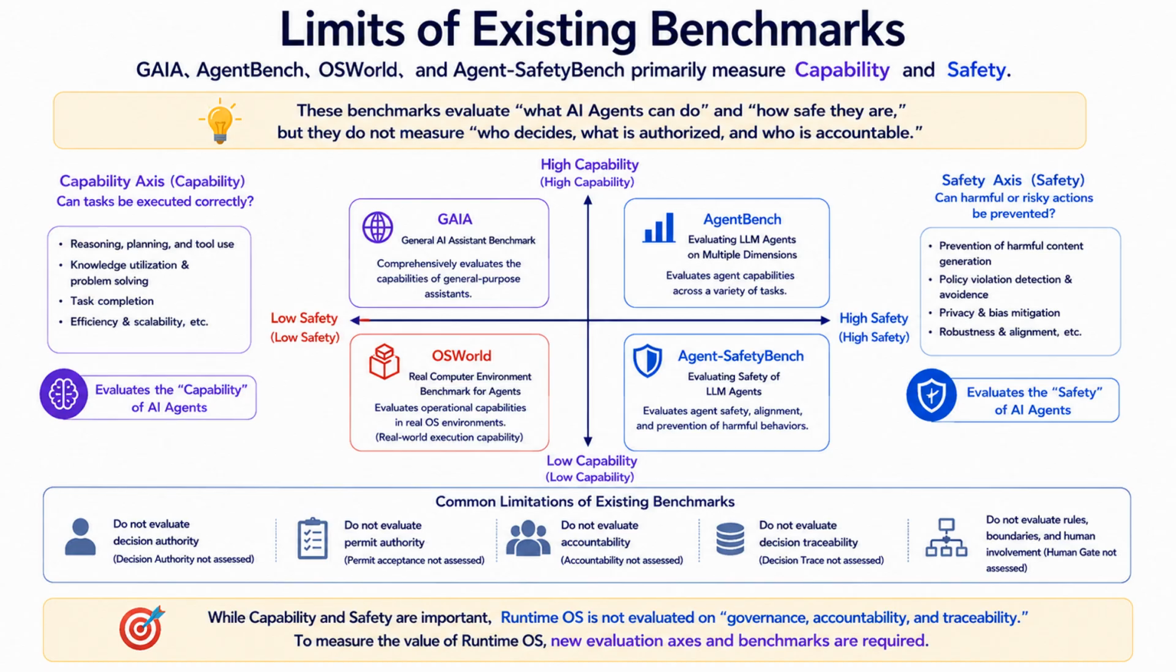Can it reason effectively? Can it plan? Can it use tools correctly? Can it complete complex tasks from beginning to end? Benchmarks such as GAIA, AgentBench, and OSWorld evaluate these kinds of agent capabilities from different perspectives. The second dimension is safety. Can the agent avoid dangerous actions?